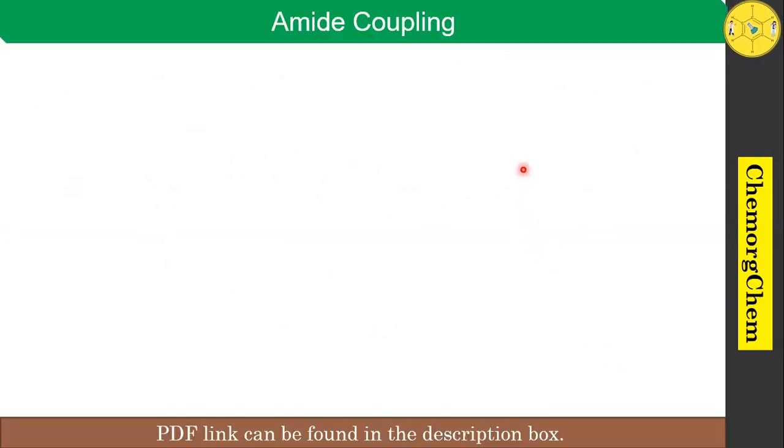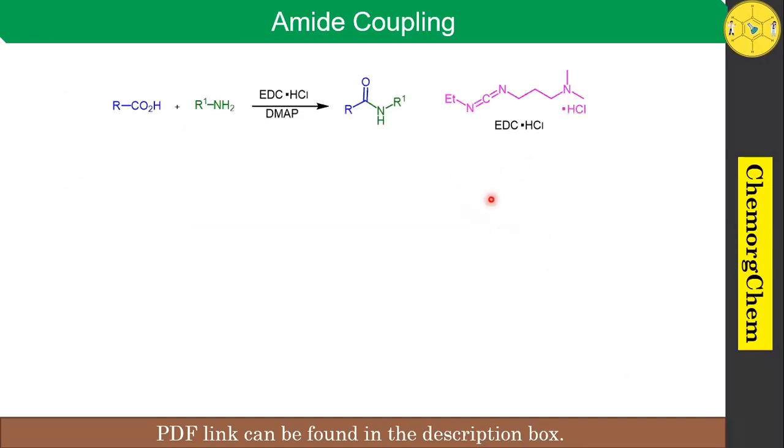So next moving on, our final application for DMAP is amide coupling reaction. According to this reaction, when you take the carboxylic acid and amine in the presence of EDC hydrochloride and DMAP, it readily produces this corresponding amide product. Here EDC hydrochloride acts as a carboxylic acid activating agent. Let's see the mechanism. Initially the carboxylic acid reacts with EDC hydrochloride, which readily produces this corresponding protonated intermediate.